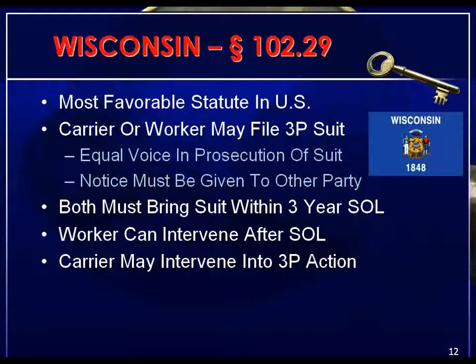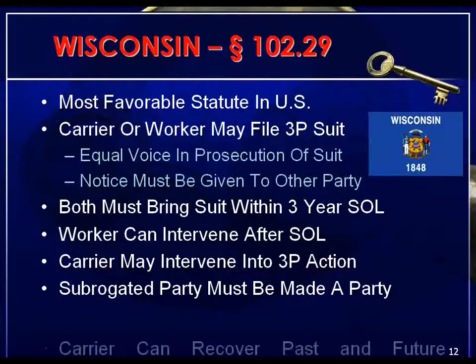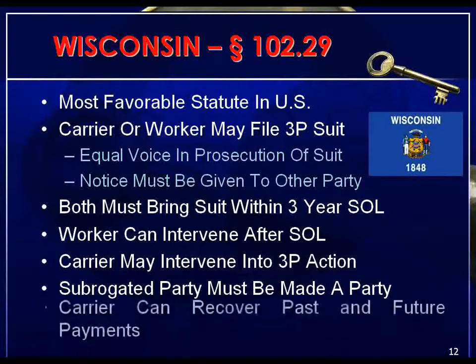Now, a carrier may intervene into a third-party action unequivocally. In fact, we have to, because in Wisconsin, the subrogated party must be made a party, and we have to file an answer, a subrogated cross-claim, and a subrogated counterclaim in order to protect your workers' compensation subrogation rights, whether it's $500 or $500,000. Wisconsin requires you to be part of the litigation. If you know there's litigation going on in Wisconsin and you are not part of it, there is a problem. It may not be your problem, but it might be. So if you know about that, please give us a call.